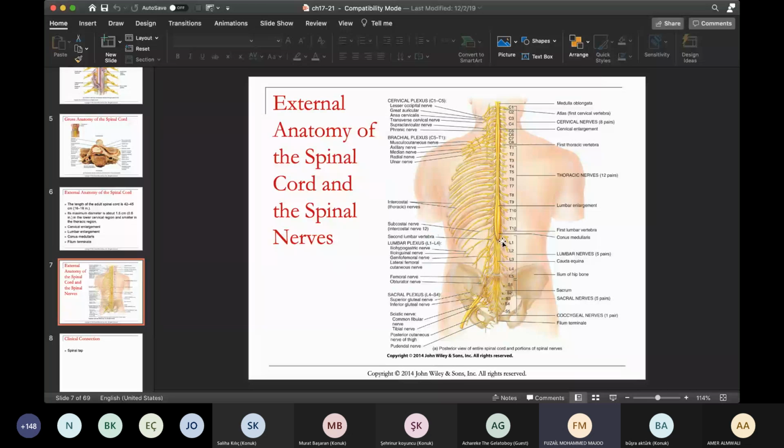So again, you can see these two enlargements. This is going to be your cervical enlargement, and then this is going to be your inferior enlargement here, right? So you have your superior enlargement, inferior enlargement. Again, this is the cervical enlargement, and then the inferior enlargement we call the lumbar enlargement.